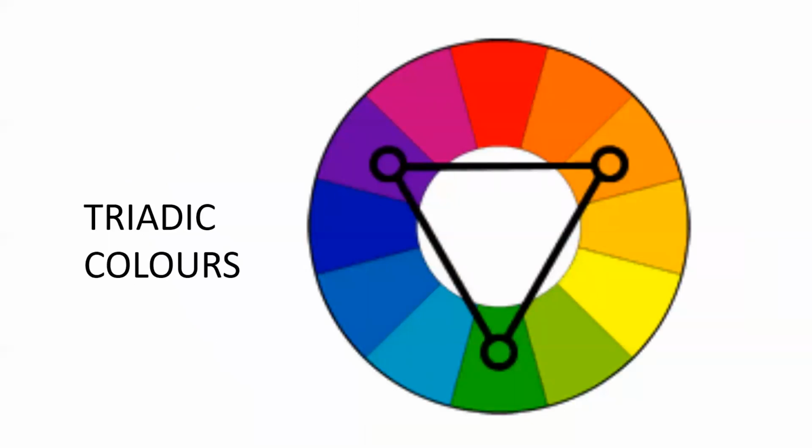Now let us start with triadic colors. The triadic color scheme uses three colors equally spaced around the color wheel. Notice how the three colors in the triadic scheme are selected. This scheme is popular among artists because it offers strong visual contrast while retaining harmony and color richness.